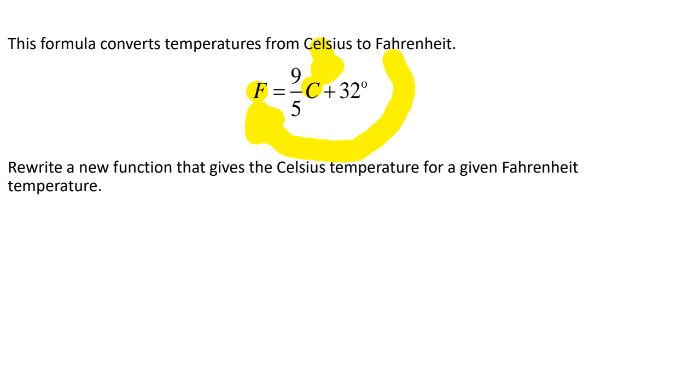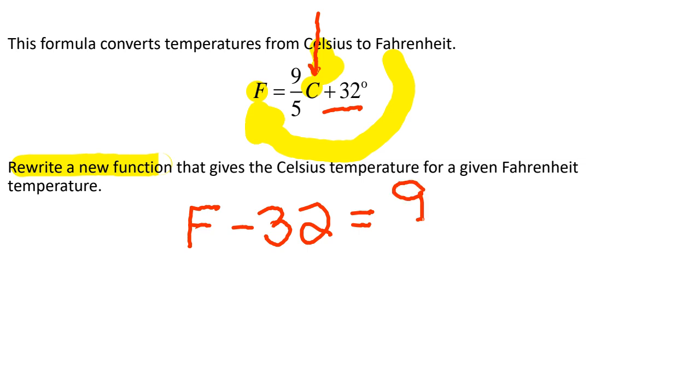Okay, well, notice where my C is. My C is right here. First thing we're going to do is subtract 32 from both sides. This gives me 9/5 C. Now, here's the part you have to watch. 9/5 is a fraction. It's multiplying C.